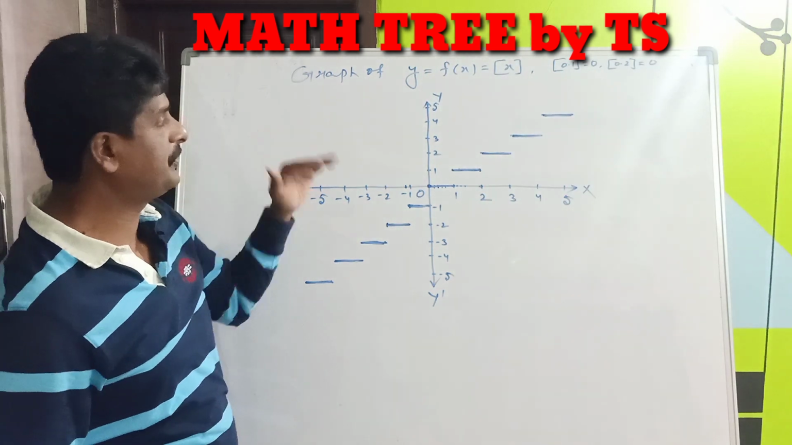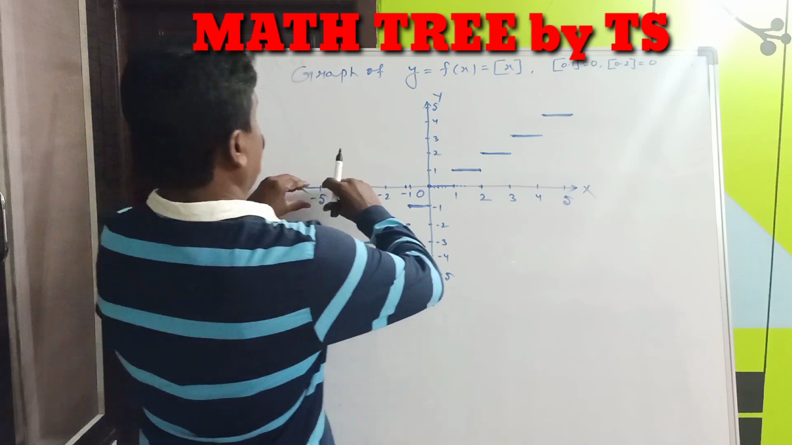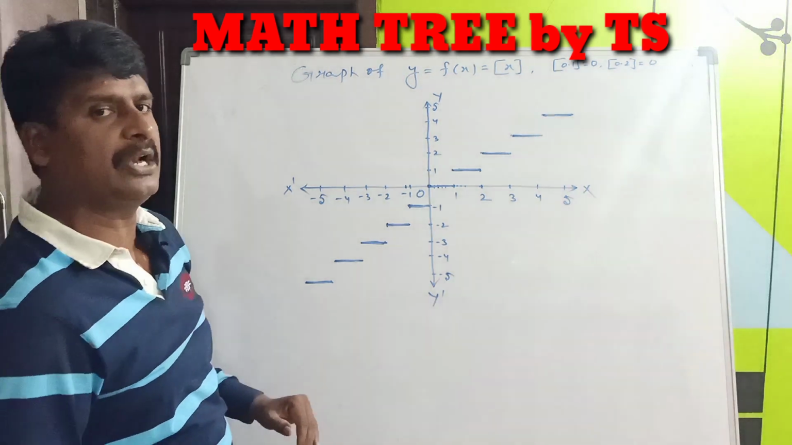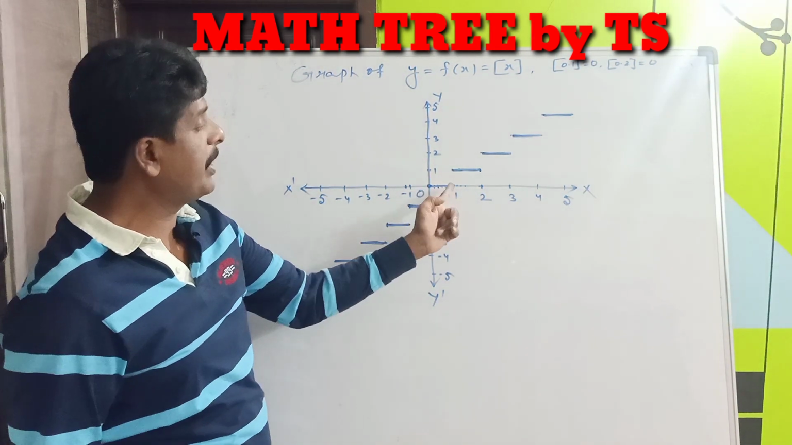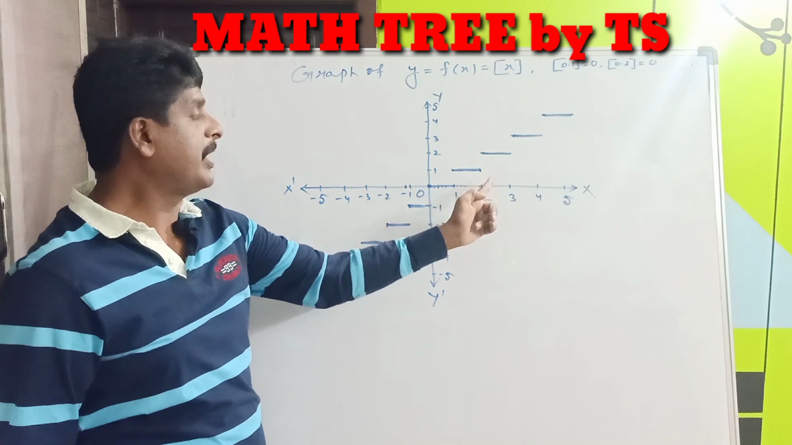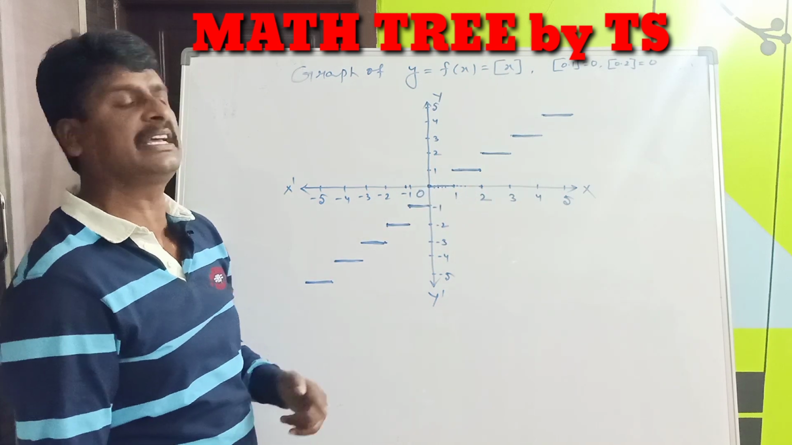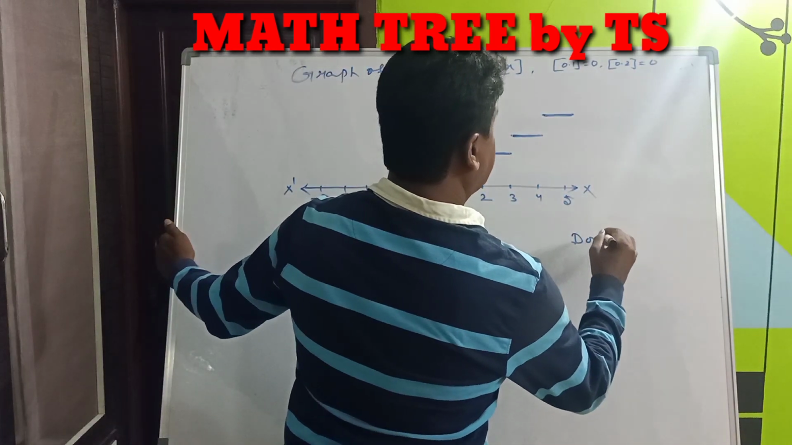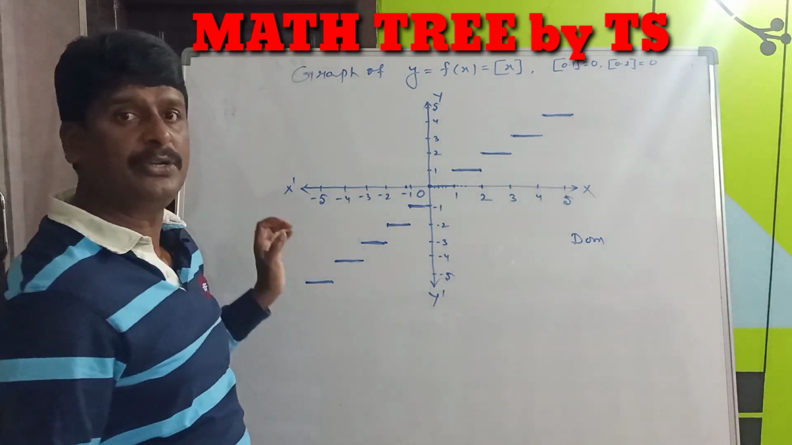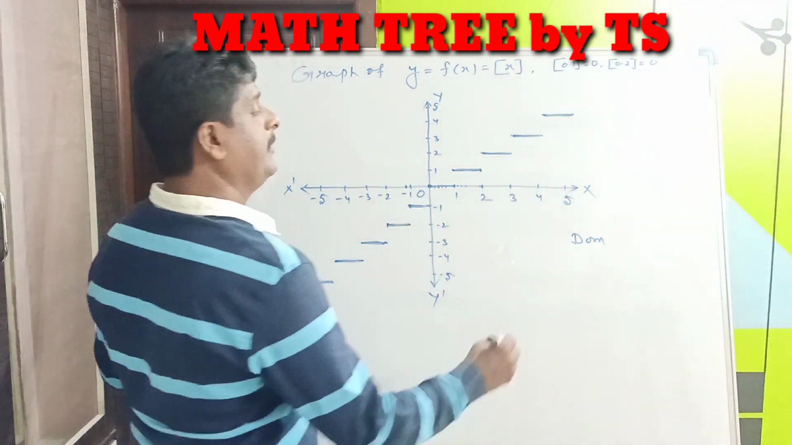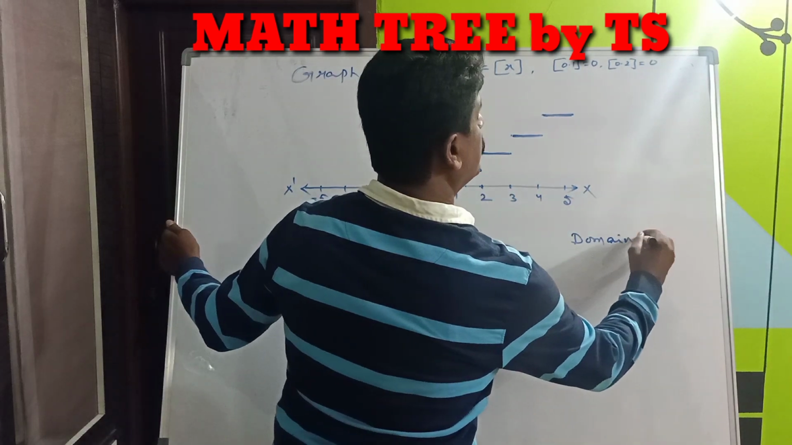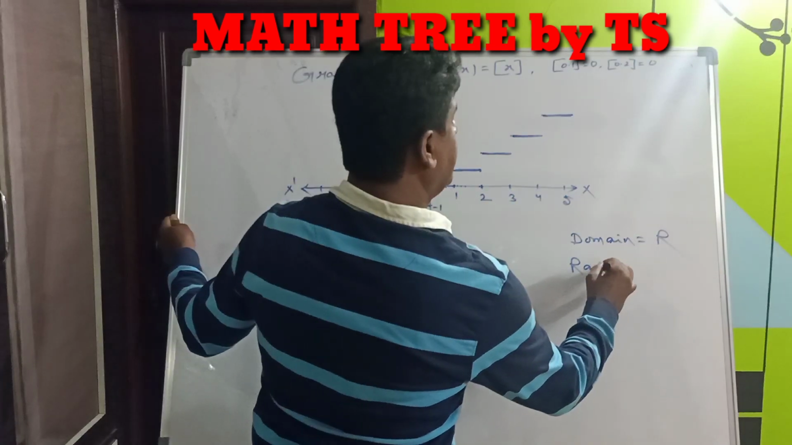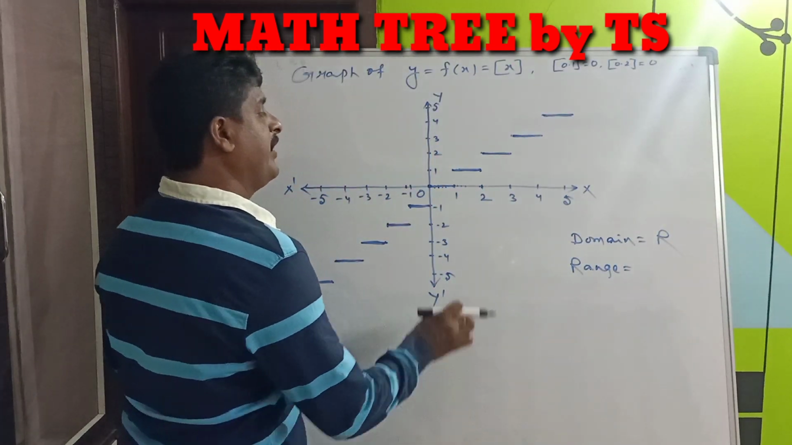Now the properties of this step function. See, for what values of x it is defined? For each and every real value of x on the x-axis. For 1.1 there is a graph. For 1.9 there is a graph. For 2 also there is a graph. For 0 also there is a graph. That's why the values of x for which the function is defined is called the domain. Domain is the whole set of real numbers, but what about the range, the corresponding y values?